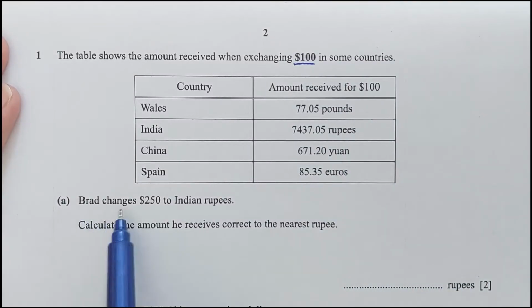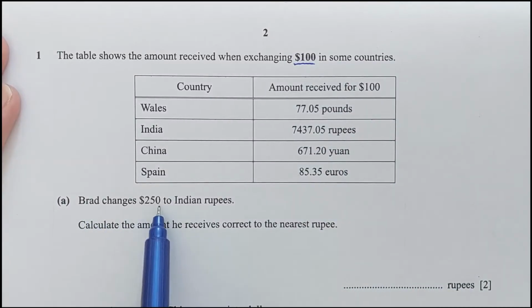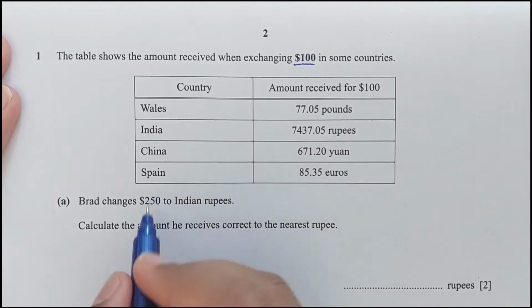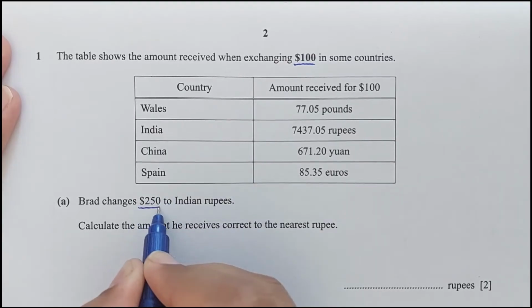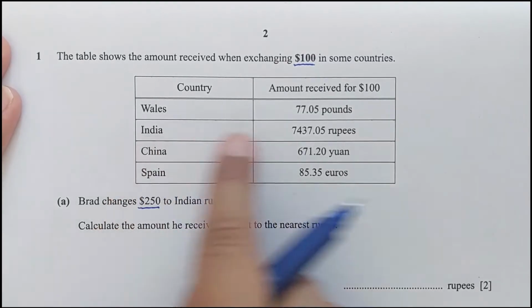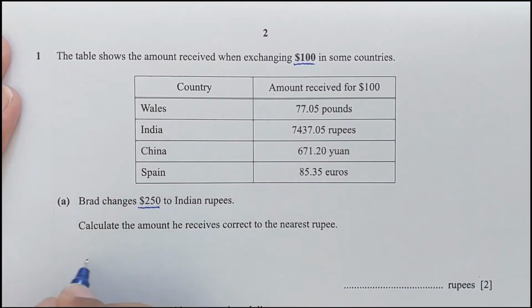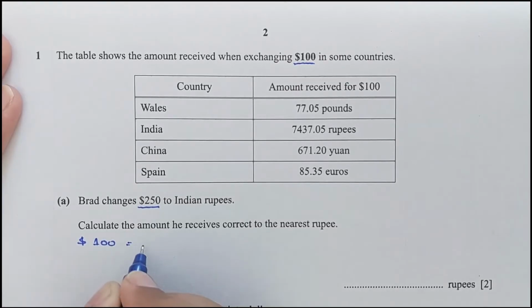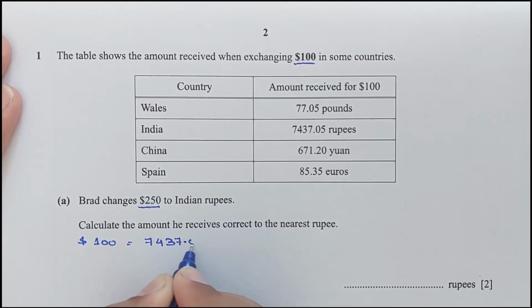Part A, Brett changes $350 to Indian rupees. Calculate the amount he receives correct to the nearest rupee. Okay, $250 to Indian rupees. So for India, we have given that $100 is equal to 7,437.05 Indian rupees.